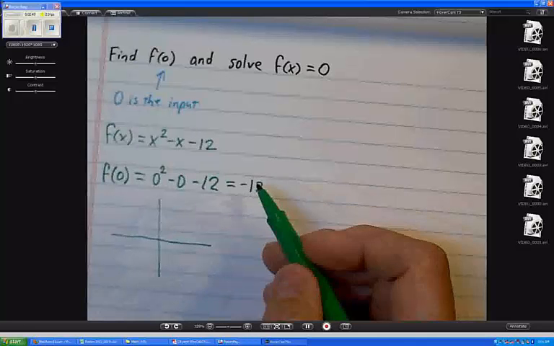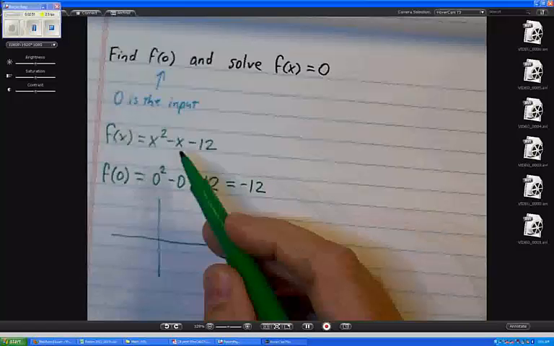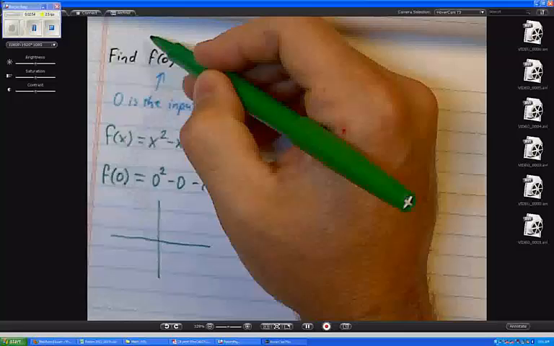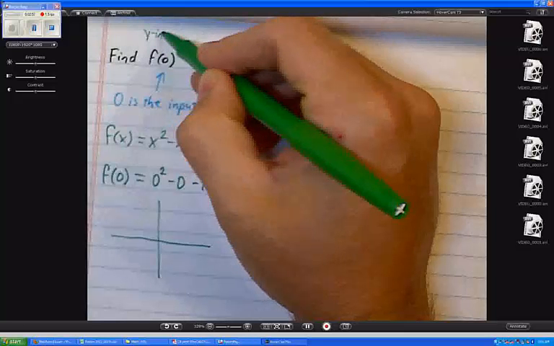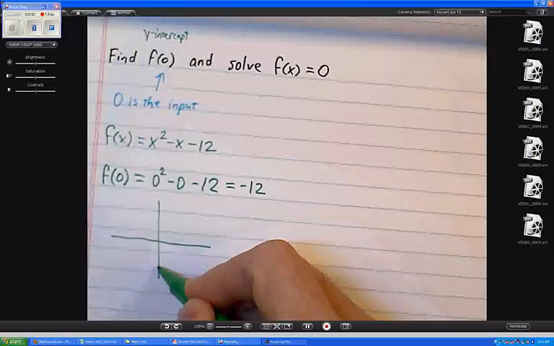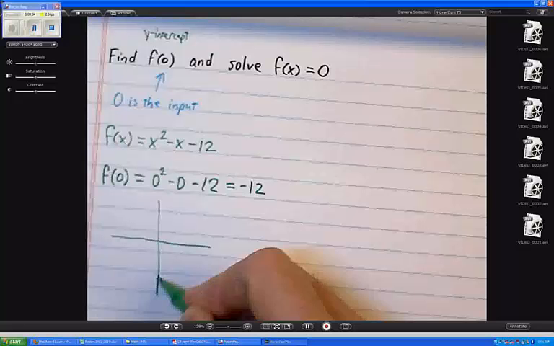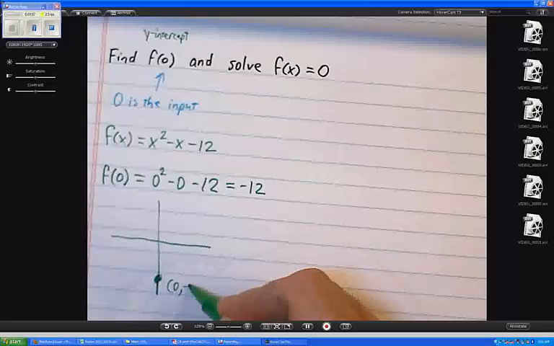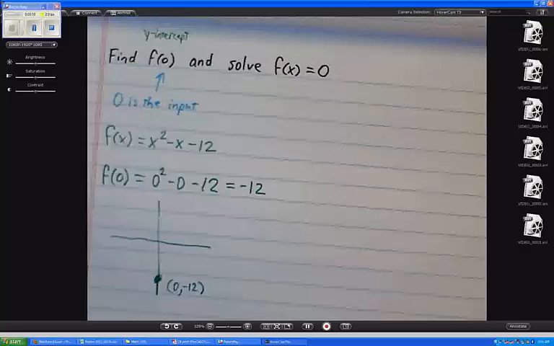By the way, that has a name also. What intercept am I looking for when I do this? That's the y-intercept, right? Because if x is the input, then we're finding the y-intercept. And so somewhere down here, I'd have to scale it correctly, is the point 0, negative 12. I'm starting graphing. Finding f of 0 is finding the y-intercept. And there's only going to be one y-intercept, because it's a function. It has to meet the vertical line test. If you had 2, it wouldn't be a function anymore, right?